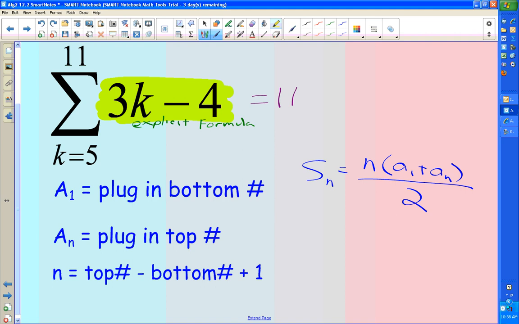What would you plug in to find the second term of the sequence? 6. What would the second term of the sequence be? What would you plug in to find the third term of the sequence? 7. And you would get 17. So a sub 1 is found by plugging in the bottom number. A sub n, better known as the last term, is found by plugging in the top number. When you plug in the top number, what do you get?